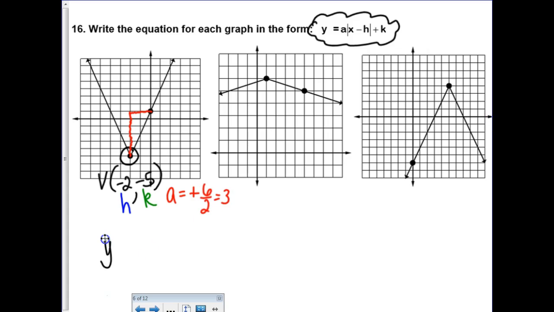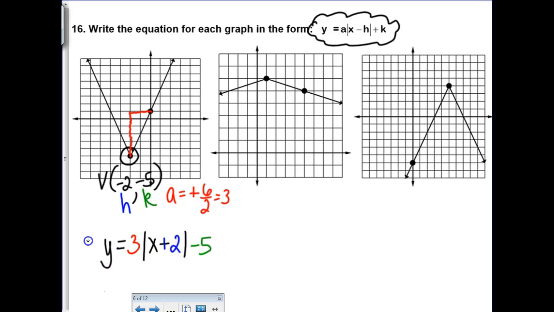So now here's the trick. You got to put everything where it belongs. The a value you just calculated to be a 3, and then the absolute value of x minus h would be x minus the negative 2. Notice how it changed to a plus 2. And then you can say plus negative 5 right here. There's nothing wrong with that. But most of you would change plus negative 5 to just say subtract 5.